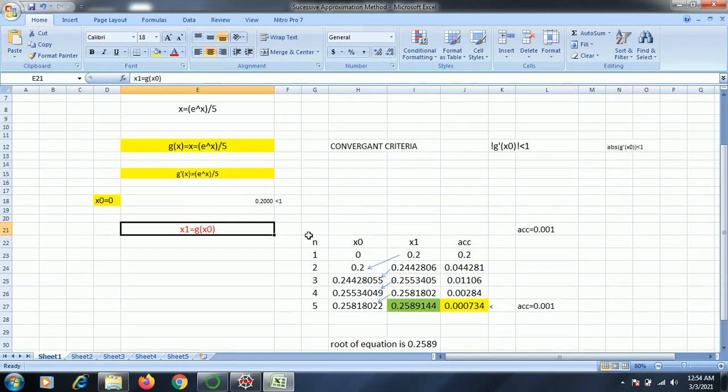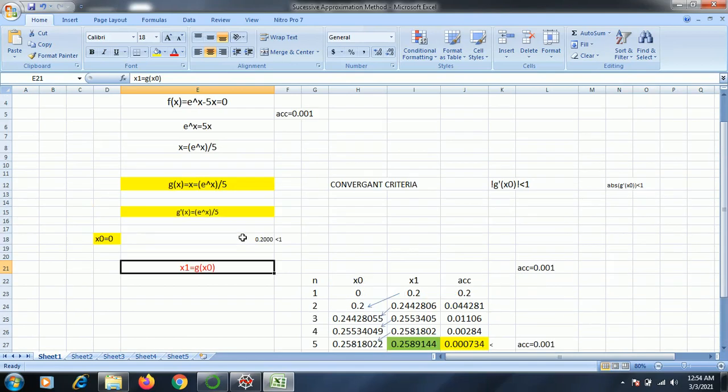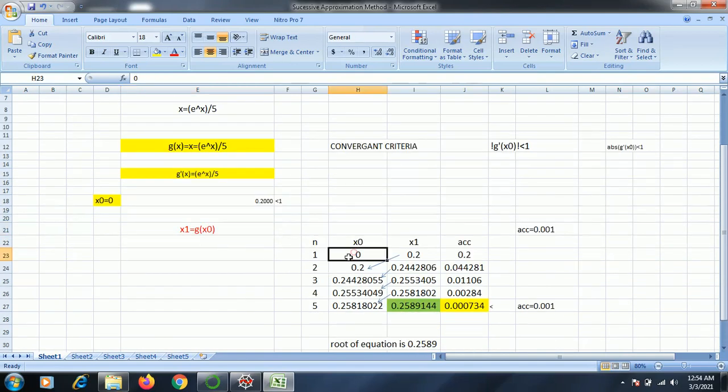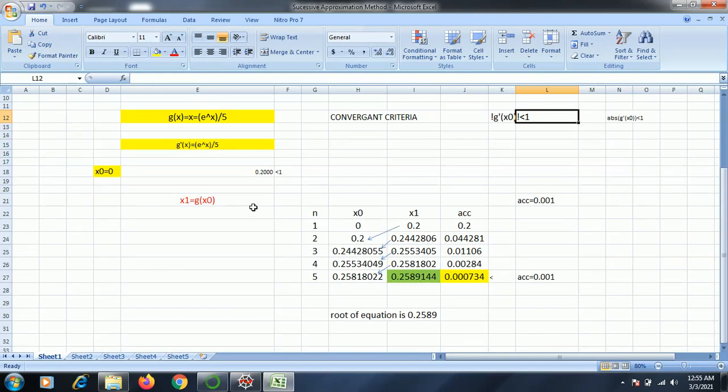Now let us solve the given problem. Let us consider the first initial guess to be 0. Then I have found the value of g dash of x0. Here g dash of x0 is again e raised to x divided by 5. I have found the value and got 0.2, which is less than 1. So my initial guess is correct, and I am going to consider 0 as my initial guess.